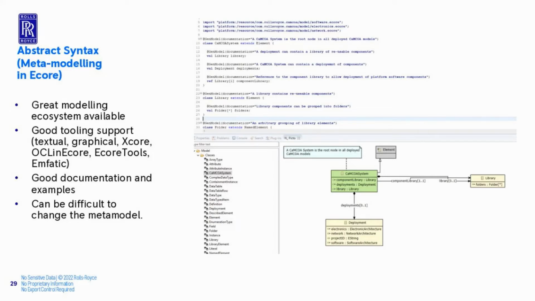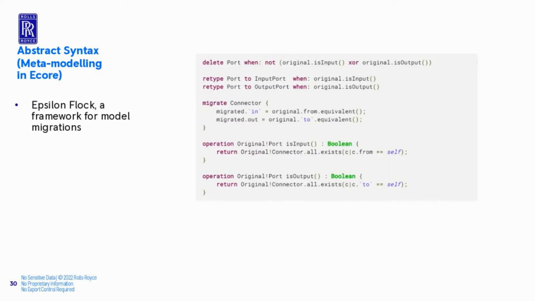Ecore is a well-established language, and there's lots of good documentation out there and a lot of great examples. However, one of the challenges that we faced is when we're going to make changes to the meta model. You can quite easily break models when you change the meta model because all of the existing models conform to the old meta model. So to work around that issue, we've been using the Flock tool, which again is part of the Epsilon family of tools.